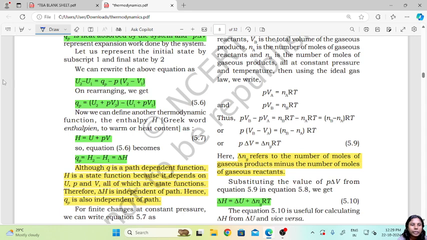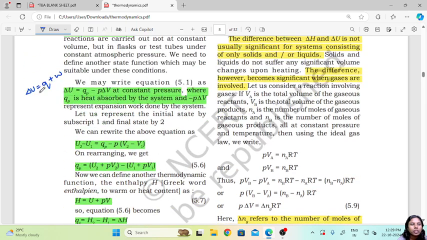Now let us represent the initial state of the system by subscript 1 and the final state by subscript 2. So here we are now going to define these changes. This we have taken as minus P delta V, right? So now we are going to write U2 minus U1 equals Q minus P delta V, where delta V will again be V2 minus V1. So this is how we are going further.